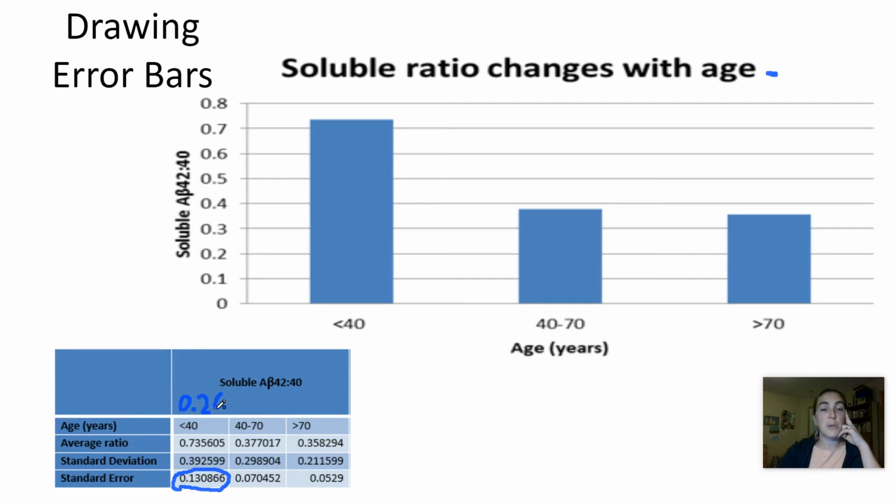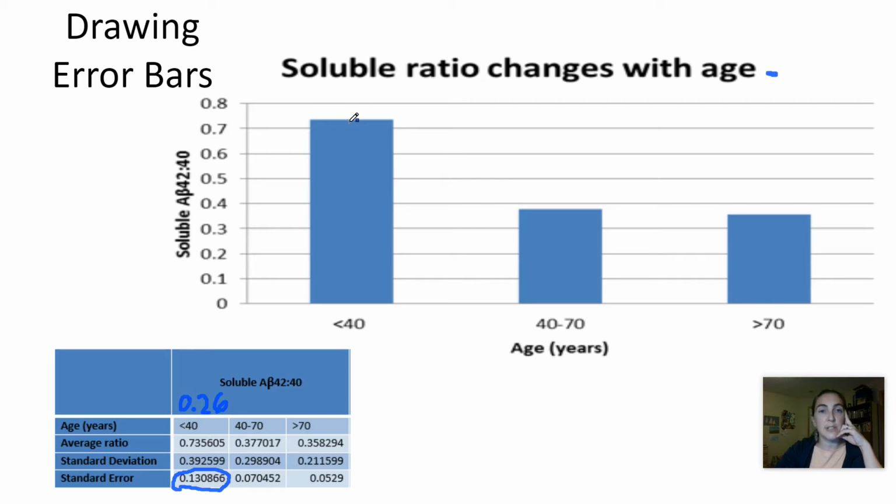And so what that means is we're going to take our average, which here is about 0.735, and we are going to go up from there 0.26. Let's see if my brain can still do math. So 0.73 plus 0.26 would be about 0.99. Sorry, it's getting late.